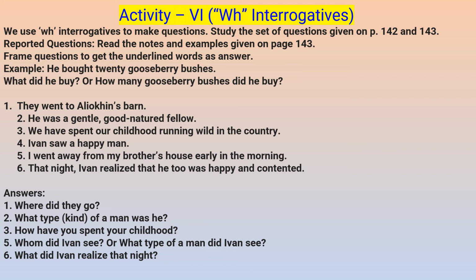Fourth question. Ivan saw a happy man. Whom, or who, did Ivan see? Or what type of man did Ivan see? Then, I went away from my brother's house early in the morning.